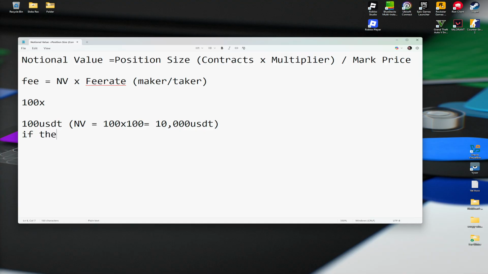So if the taker rate is 0.02% fee, it will be equal to 10,000 USDT multiplied by 0.0002, which equals just 2 USDT. It's basically that. Also keep in mind that there are separate fees charged for opening and closing positions.